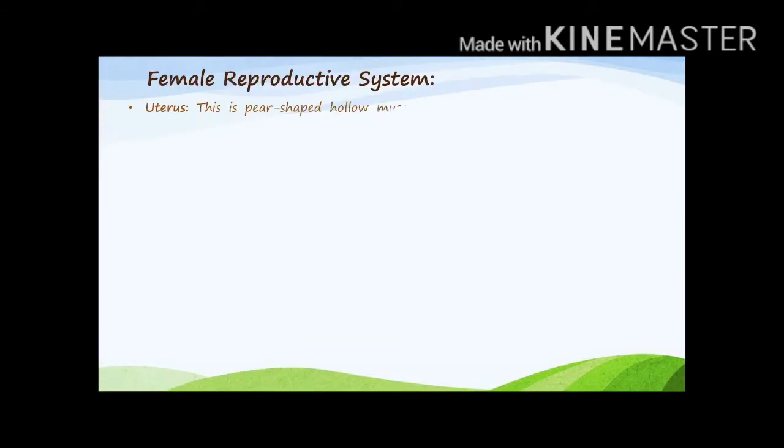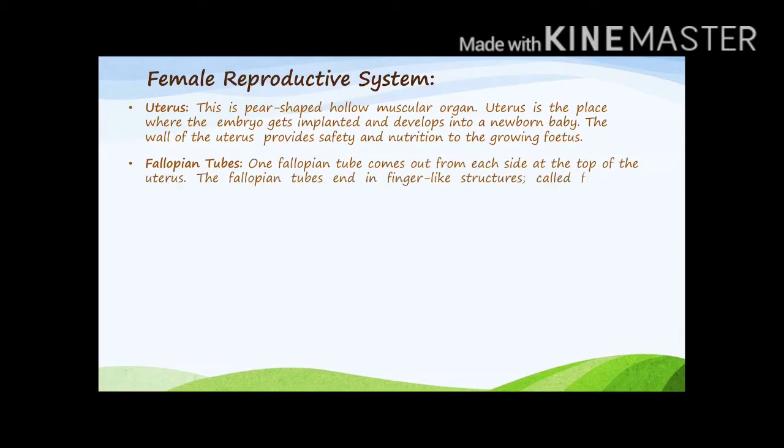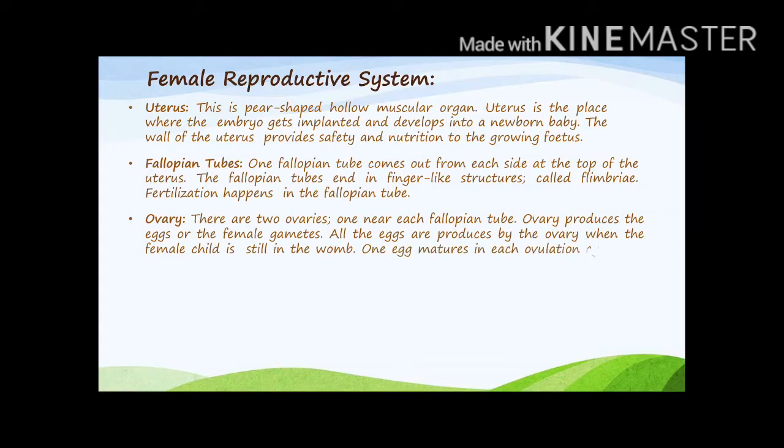Then it comes the reproductive system in female. So if we discuss, first of all, that is uterus. This is a pear-shaped hollow muscular organ. Uterus is the place where the embryo gets implanted and develops into a newborn baby. The wall of the uterus provides safety and nutrition to the growing fetus.